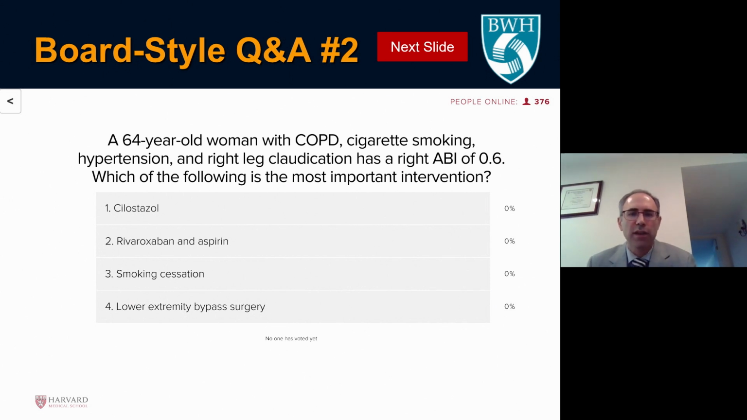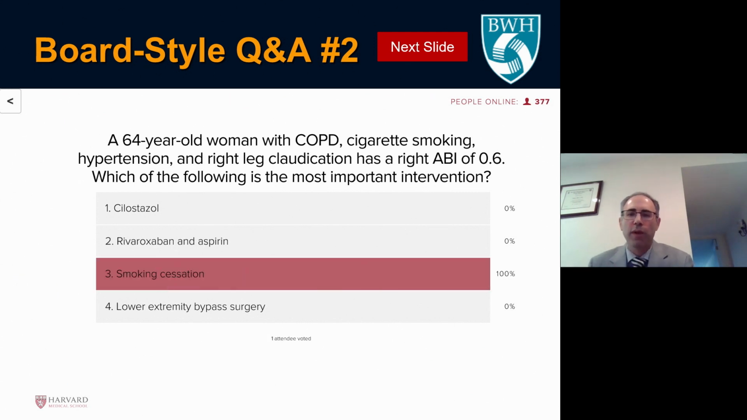We have a question. A 64-year-old woman with COPD, cigarette smoking, hypertension, and right leg claudication has an ankle brachial index of 0.6. What's the most important thing we can do for this patient? We could give her cilostazol, try to make those symptoms better. We can give her rivaroxaban and aspirin, like was studied in the COMPASS trial, see if we can make some headway with her risk reduction. We could have her quit smoking, or we could do lower extremity bypass surgery. What is the most important thing we're going to do here?